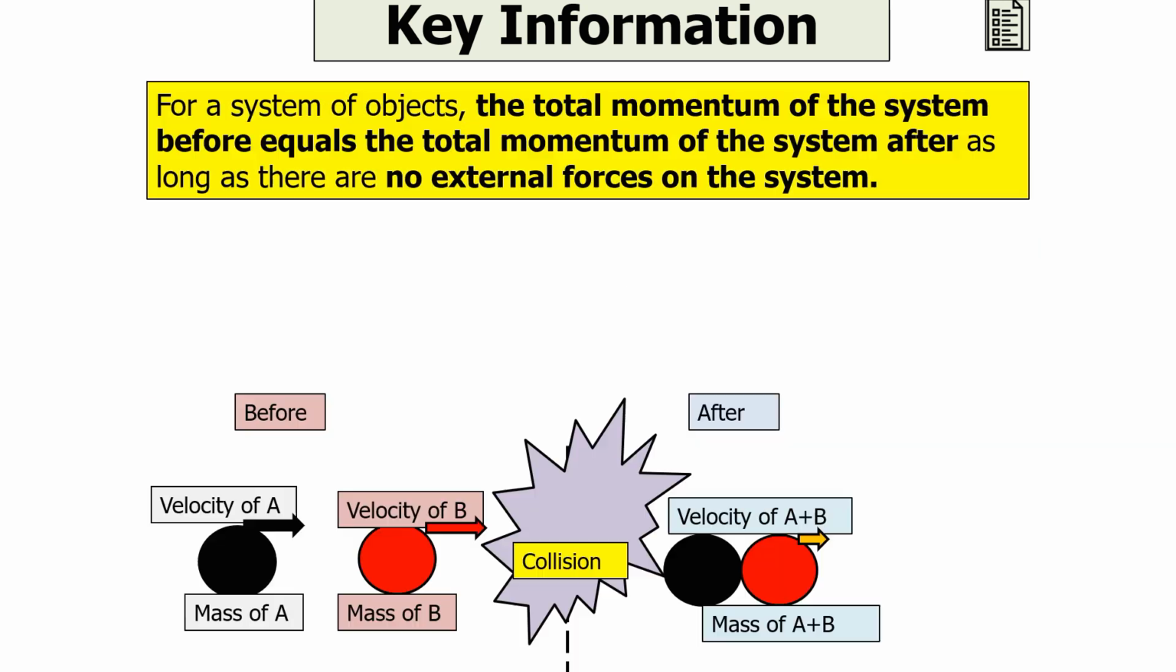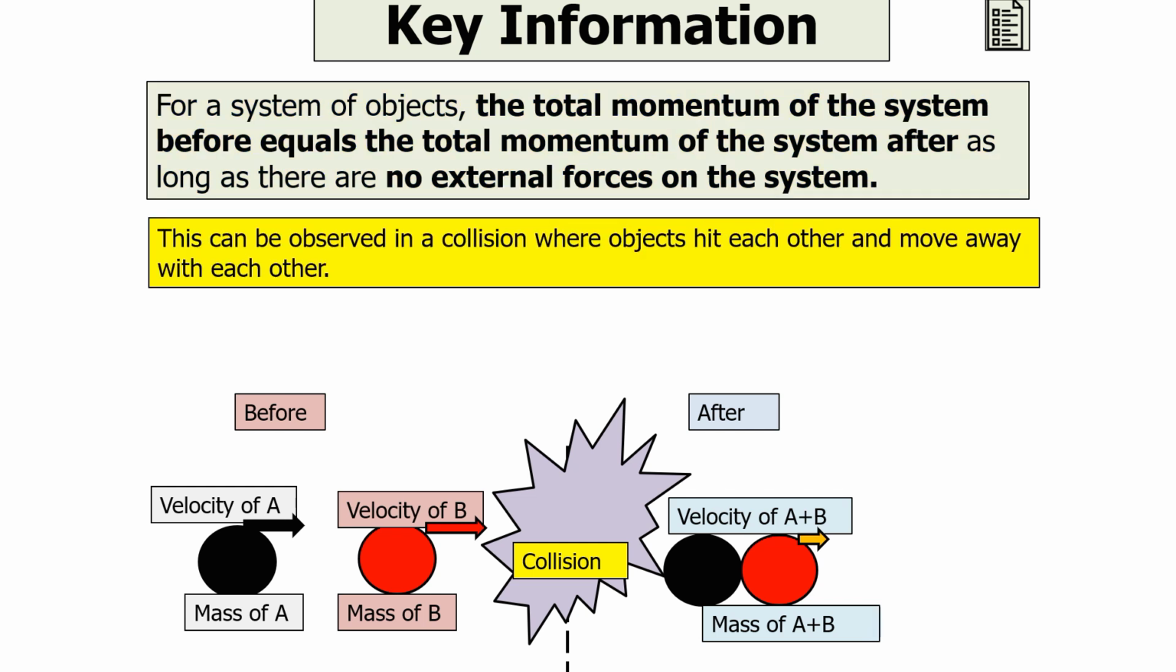So, as we said, for a system of objects, the total momentum of the system before equals the total momentum of the system afterwards, as long as there are no external forces on the system. This can be observed in a collision where objects hit each other and move away with each other.